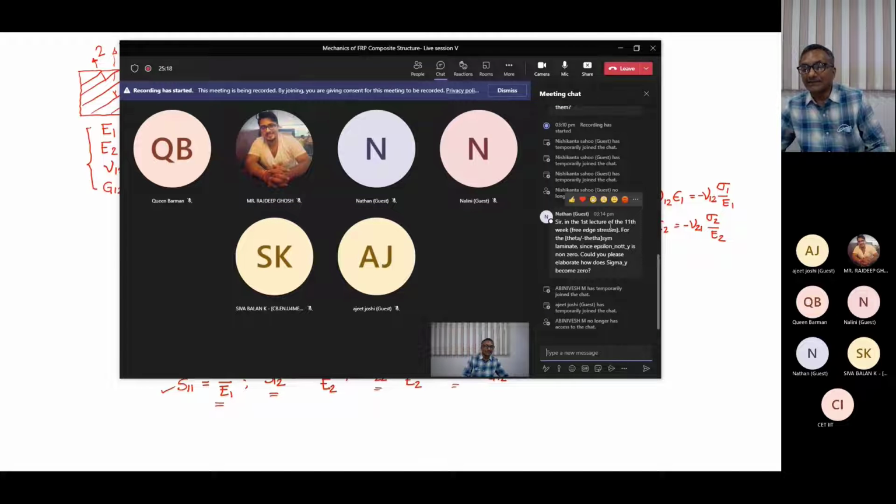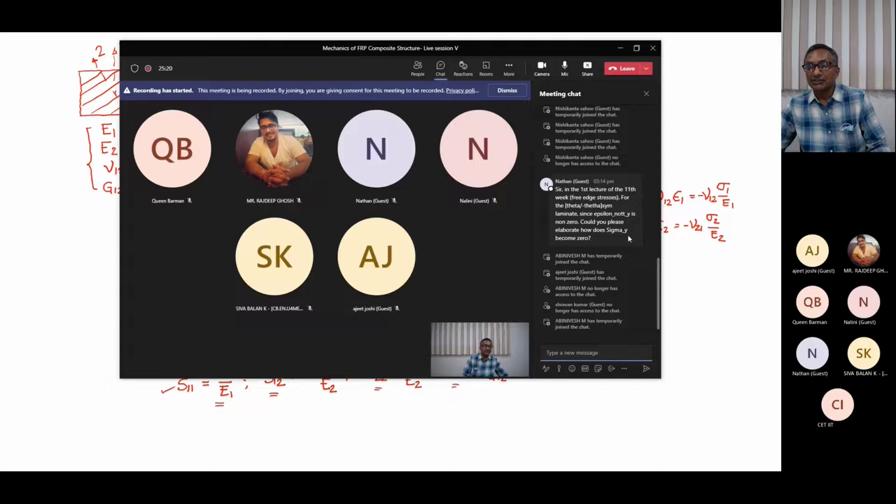What is that question? Plus minus theta symmetric laminate. Could you please elaborate on how sigma y becomes 0? What, sigma y becomes 0? Oh, okay, okay. Tau xy, sigma y. Hello. Hello. Hello.